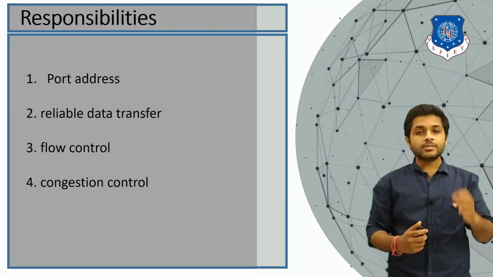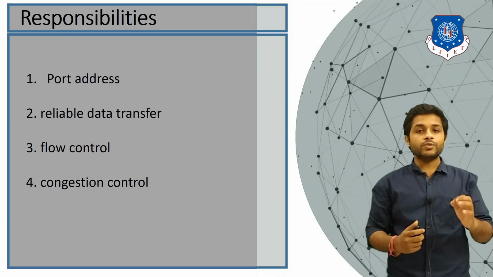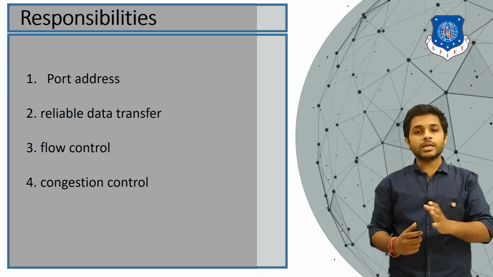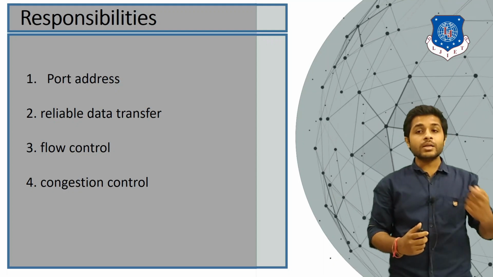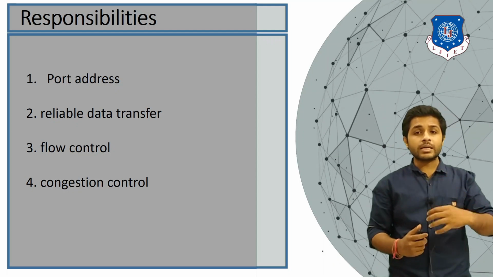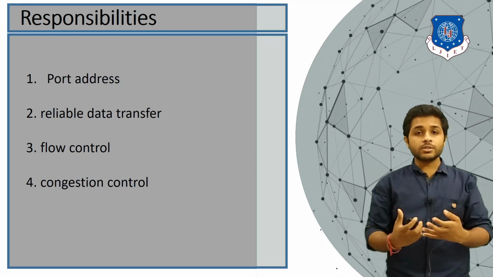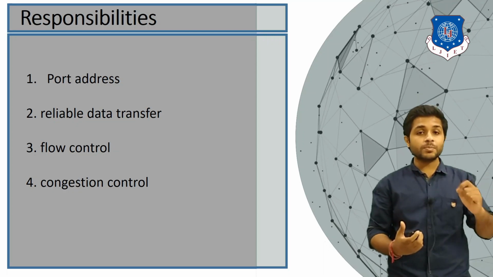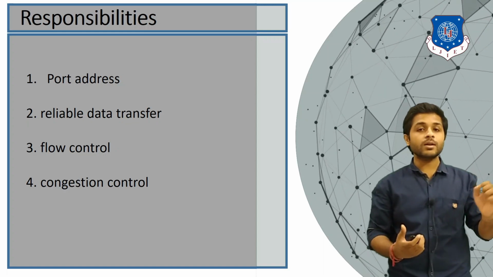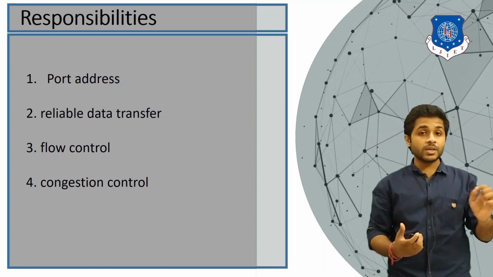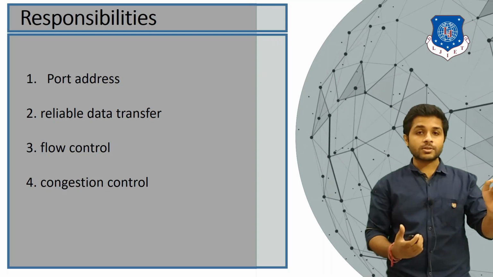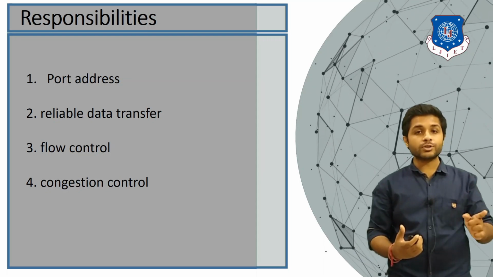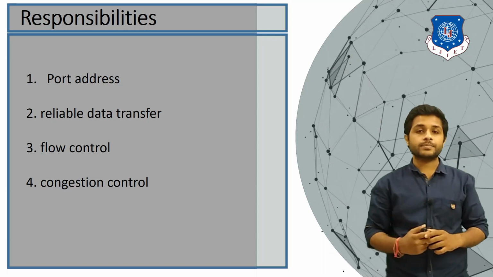Port address is a 16-bit address which is added at the transport layer. Each and every application will be assigned a unique port address so that when the computer receives data from multiple servers, using the port address your computer knows which data should be delivered to which particular application, to be specific, which particular process. So port address is responsible for delivering data from one process to another process.